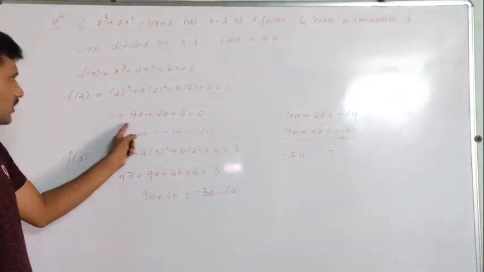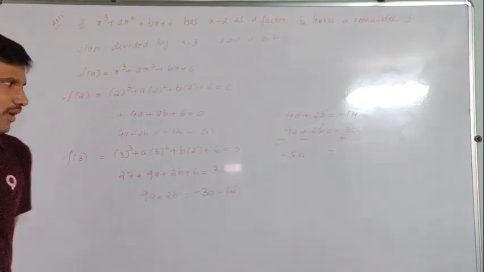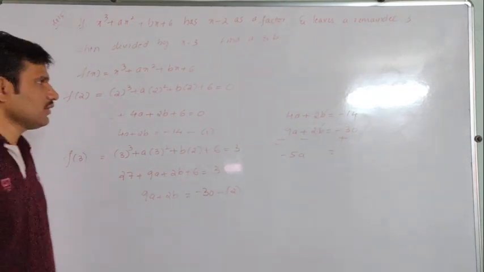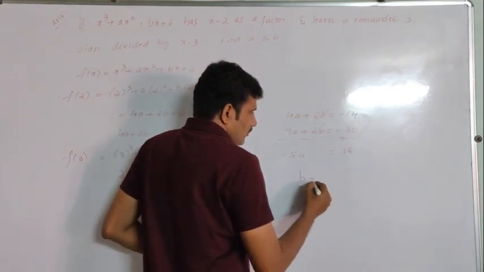Now this is 4a, 6 plus 8, 14. Now 27 plus 6, 33. 3 minus 33 is minus 30. Now subtract. See, minus 30. See, 30 minus 14 is how much? 16. So what is the b value?